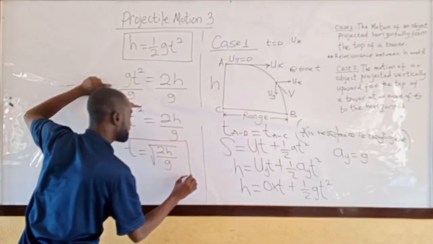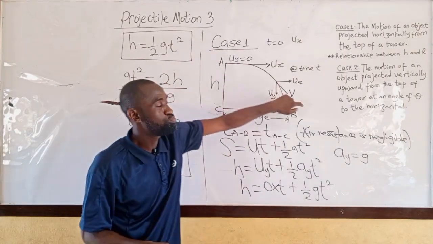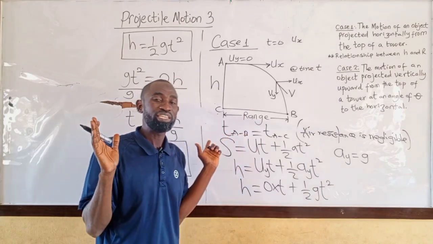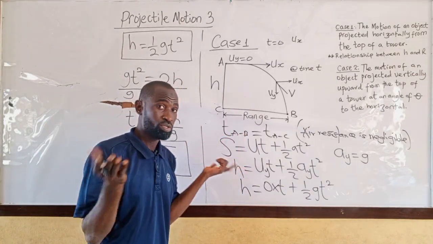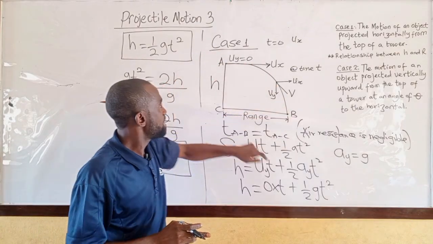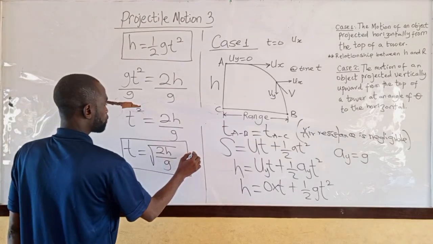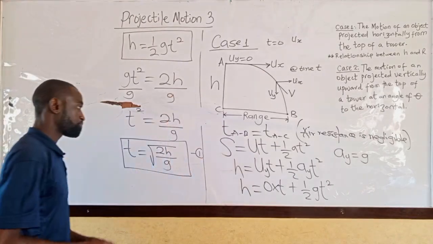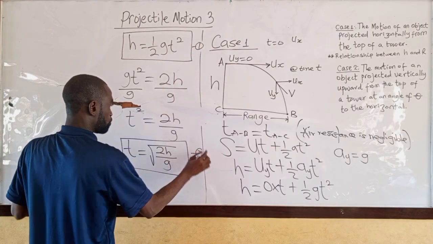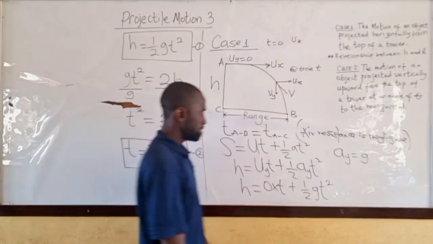Where this t is the time to take the body from A to B, which is equally the total time spent by the body in the course of its motion. And I told you that from A to B is the same as that from A to C. Let us call this equation 1, and call this equation 2. All these things in block form, they are very important.